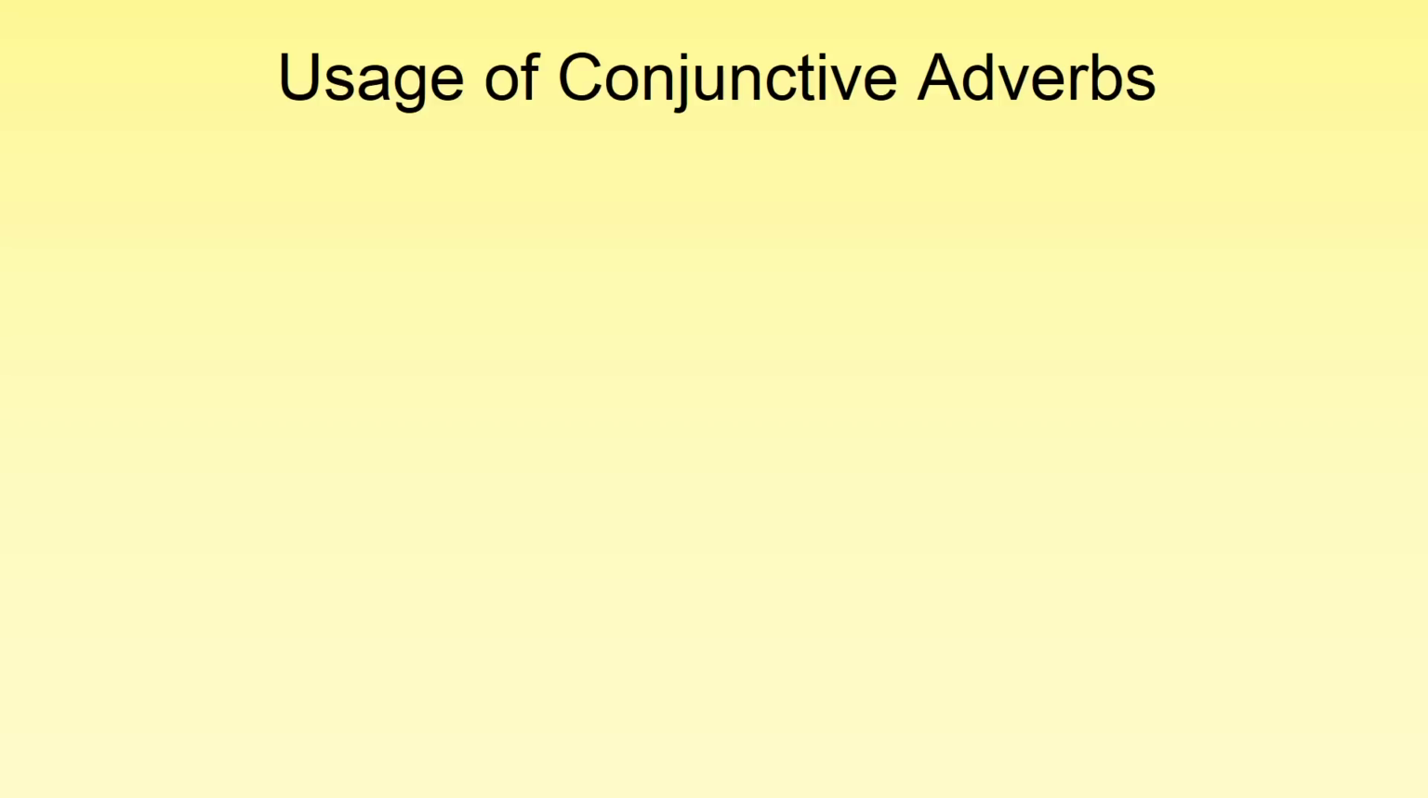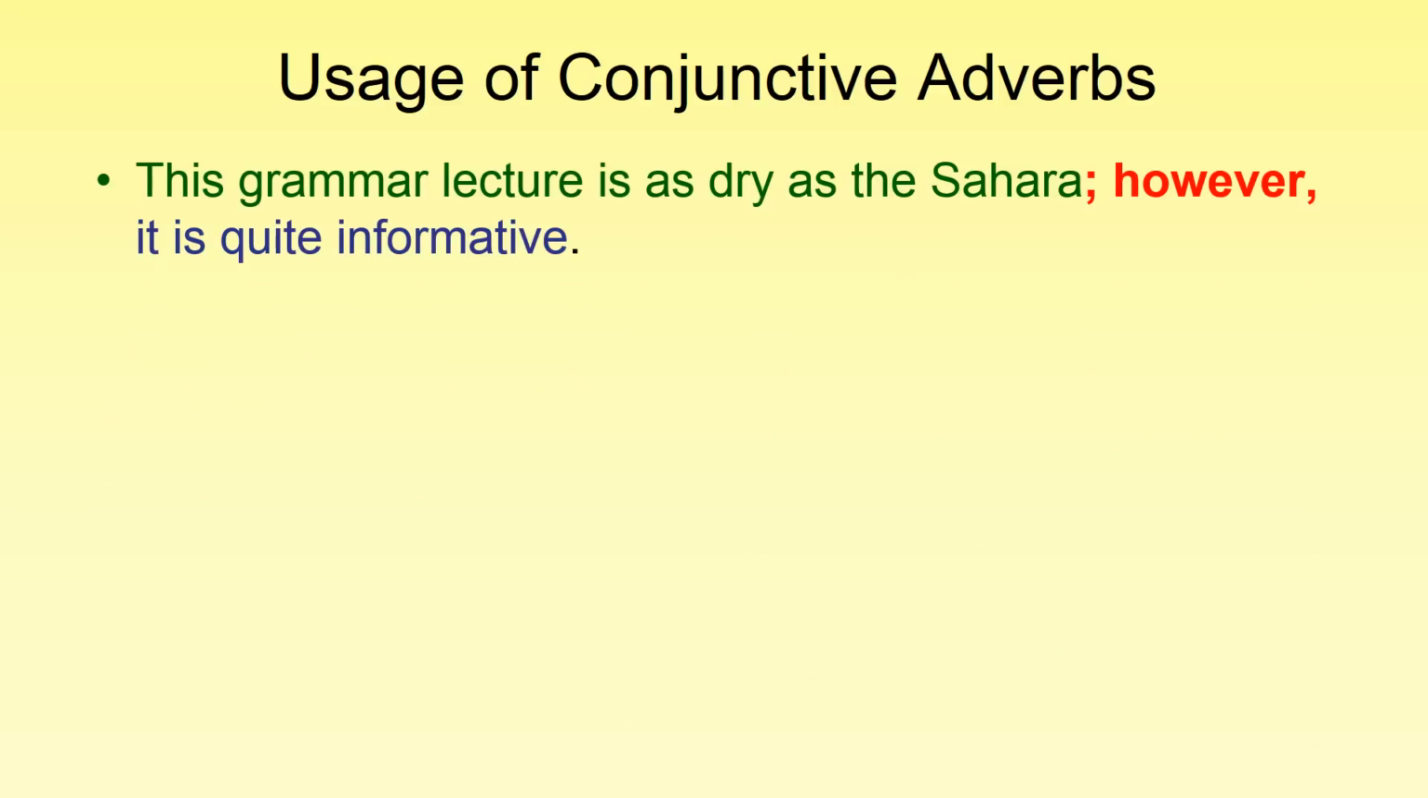Using conjunctive adverbs follows the same rules that we've already learned. We know that they join independent clauses, so they sit in between independent clauses. We also know that coordinating conjunctions are placed here. We know that a period can be placed here. We know that colons can be placed there, and we know that a semicolon on its own can be placed there as well. So let's look at this example. This grammar lecture is as dry as the Sahara. However, it is quite informative.